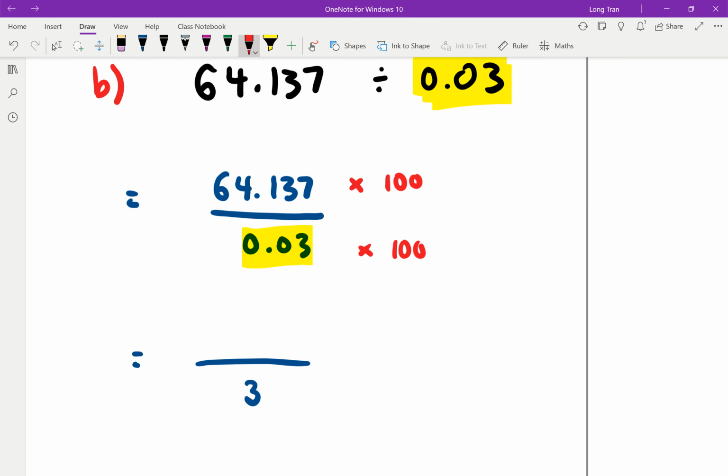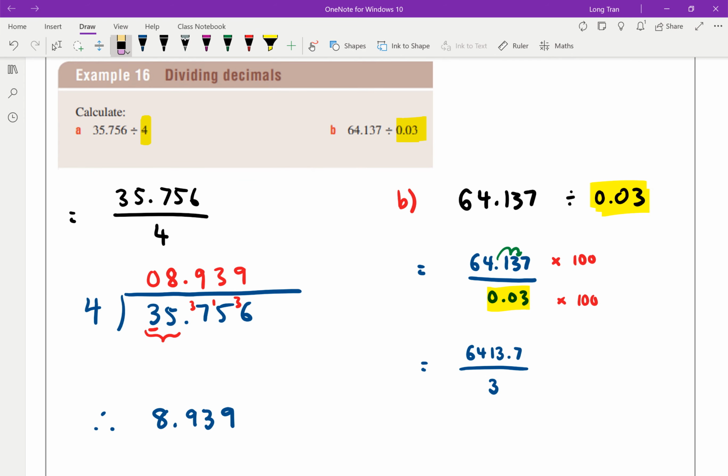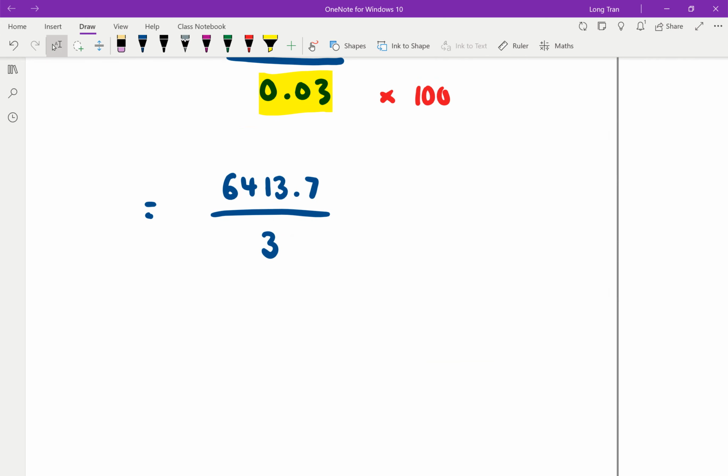So if I times it by 100, that gives me, no longer 64, it's now 6,413.7. The 6 in the tens column, moving 2 place values forward, makes it the thousands column. Now this is something we can work with. That brings it back to something similar to example A. So now I can say, let's use our 3 times tables and work this one out.